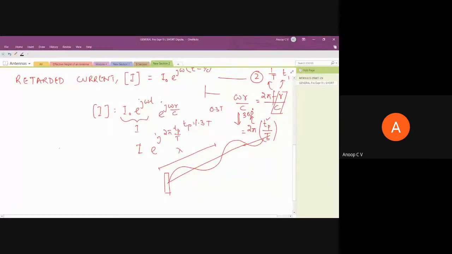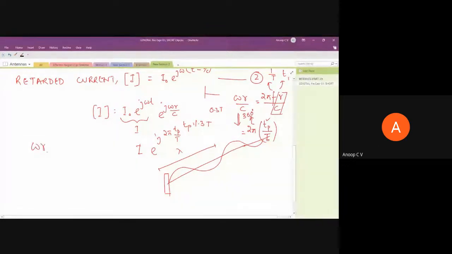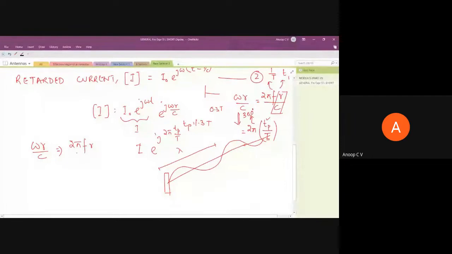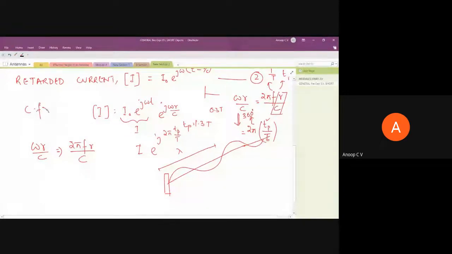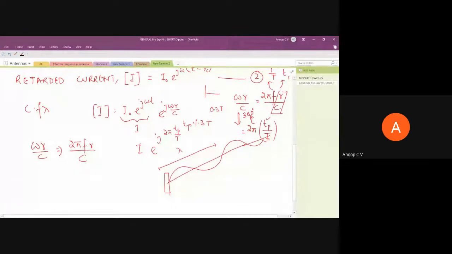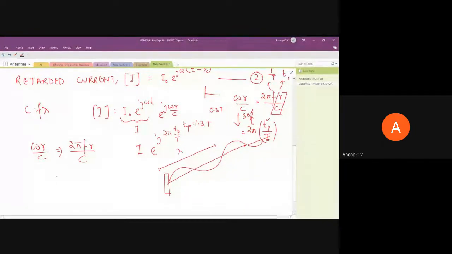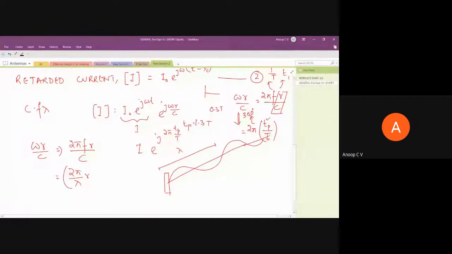So this omega R by C can also be written as 2 pi F times R by C. You know C is equal to F lambda, right? Velocity is frequency times wavelength. So C by F is lambda, and I can write it as 2 pi by lambda times R. And 2 pi by lambda is nothing but beta. It is beta times R, right?